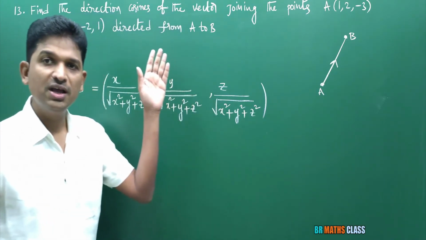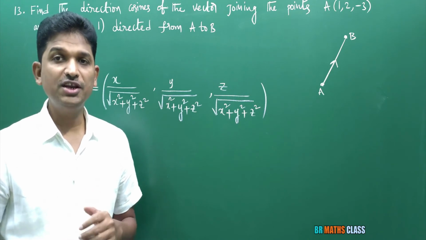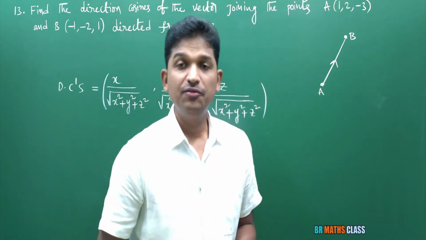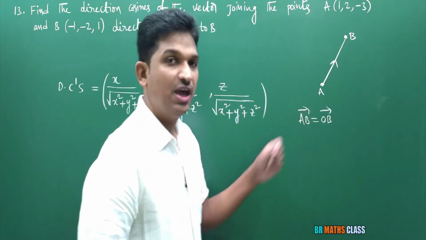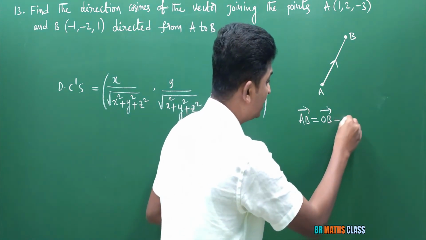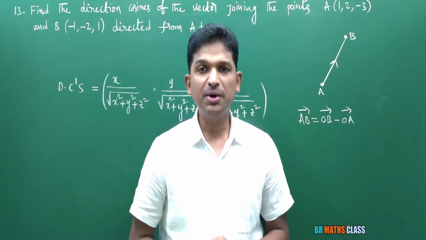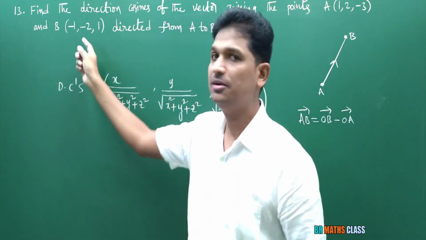Here in the question they have not directly specified what AB bar is. We need to calculate the vector AB bar. To calculate AB bar, we know the formula. What is the formula to calculate AB bar? AB bar can be written as OB bar minus OA bar. But in the question, have they given OB bar, OA bar? No, it's okay. They have given the points A and B.